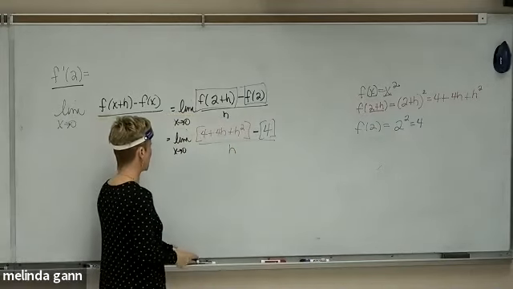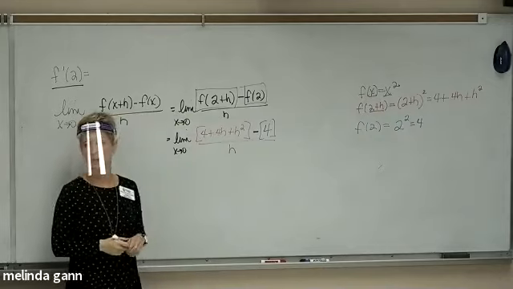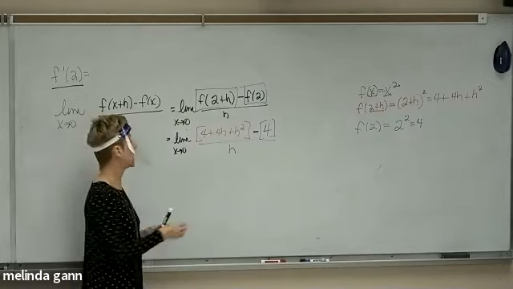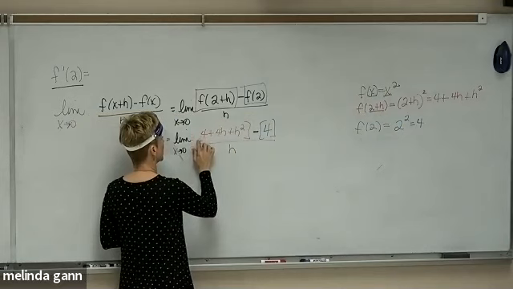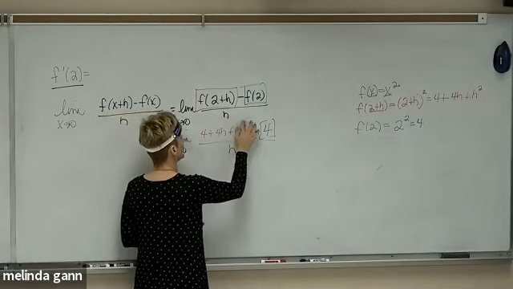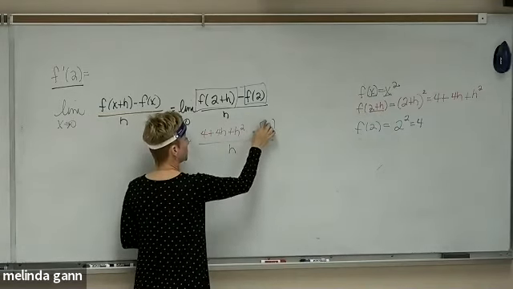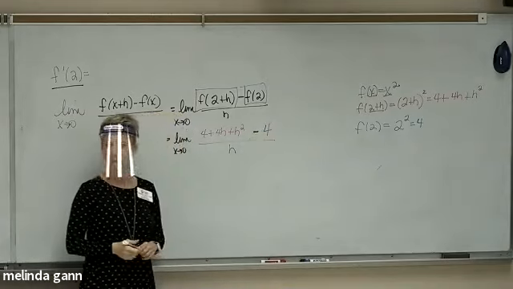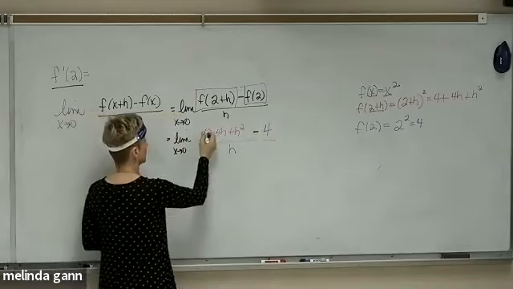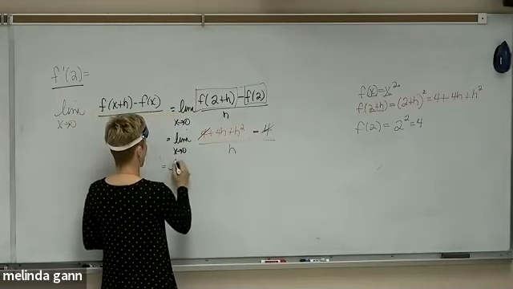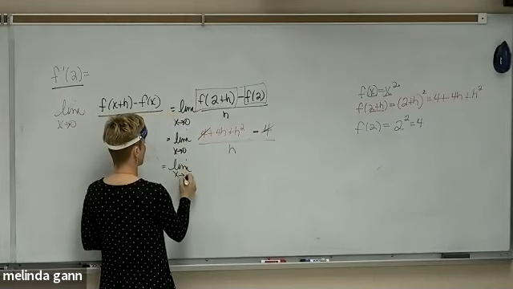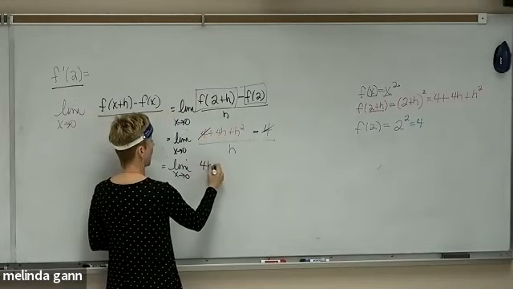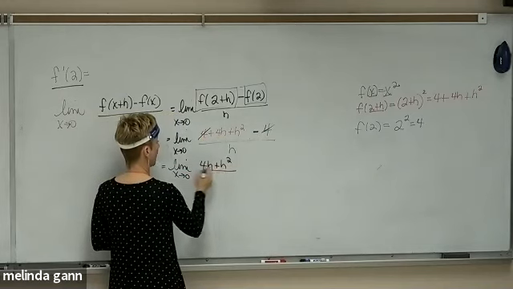Okay. Now, does this first bracket really do me any good? So what can I do with it? Can I just drop it? Now that second bracket I've got to distribute. So what's going to go out right now? My 4s. So I have the limit as h approaches 0 of 4h plus h squared over h.